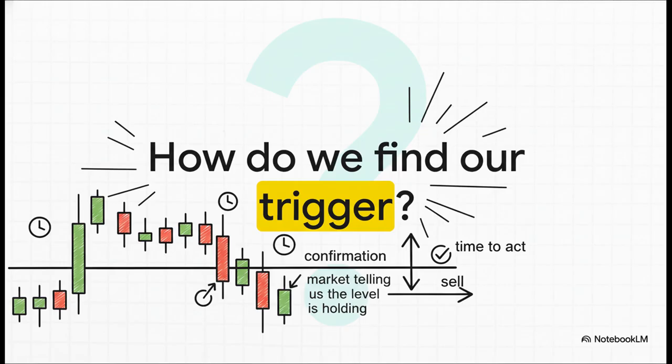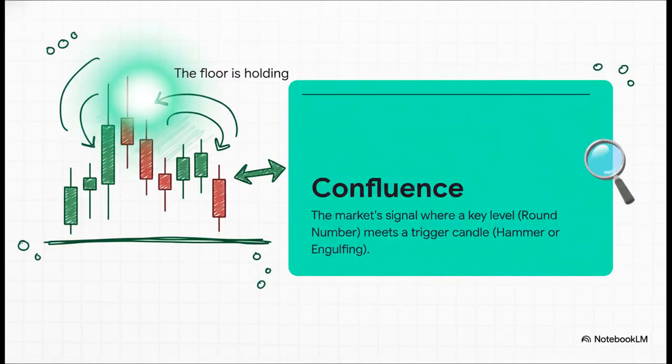We need the market itself to give us a signal that the level is holding and that it's finally time to act. The answer is a beautiful thing called confluence. It's when multiple factors align perfectly. What we're looking for is a powerful candlestick pattern to form right on our round number. Now, this could be a hammer, which shows that buyers are rejecting lower prices, or maybe an engulfing candle, where the buyers completely overwhelm the sellers. When you see one of those patterns at your level, that's the market flashing a bright green light, telling you the floor is holding.